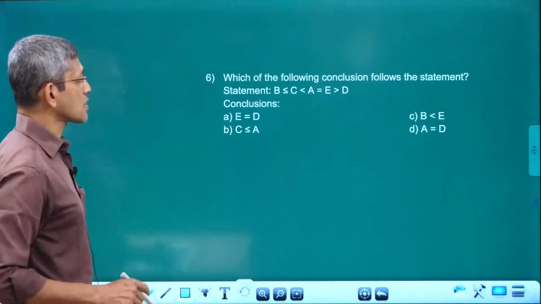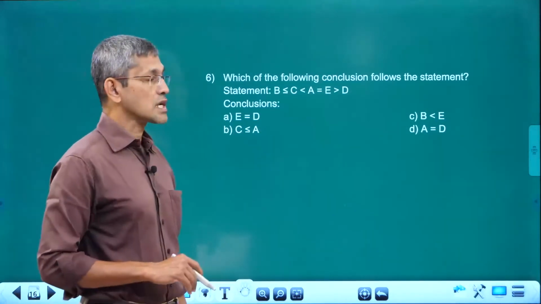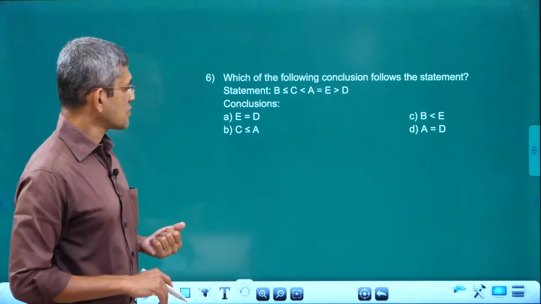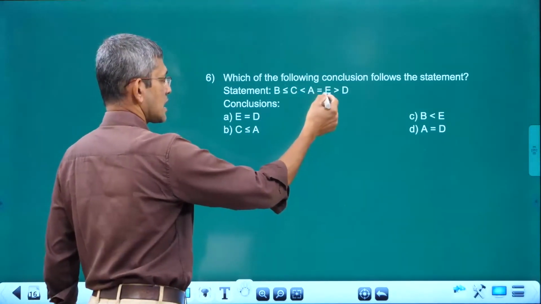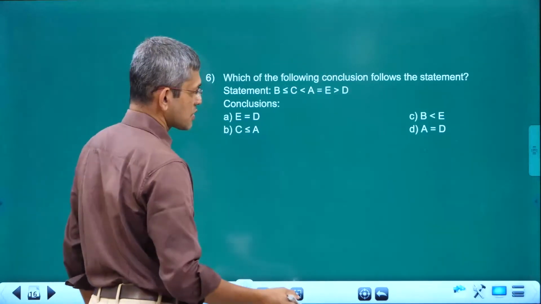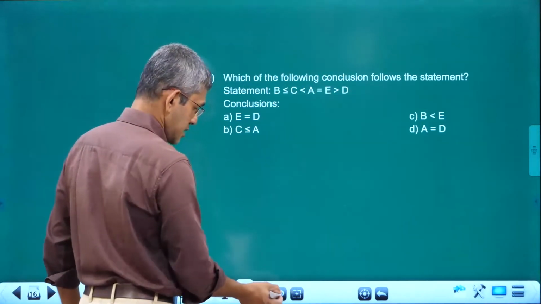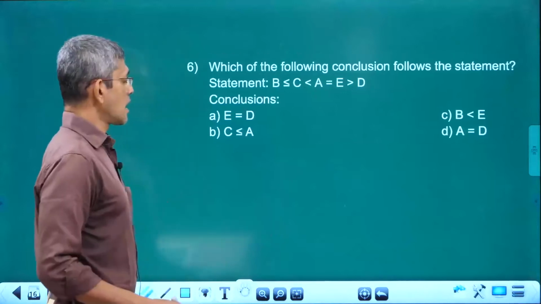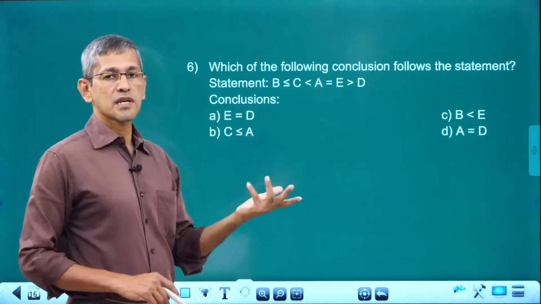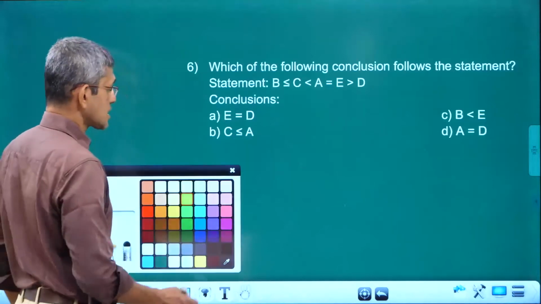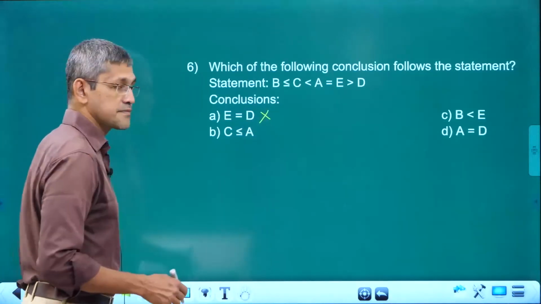Which of the following conclusions follows the statement? Here we have 4 conclusions. The statement is B less than or equal to C, C less than A is equal to E, and E greater than D. So let's try this. Look at the first conclusion, E is equal to D. Well, E is always greater than D. We cannot say that E is equal to D. That cannot be the answer.